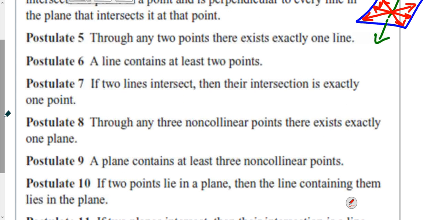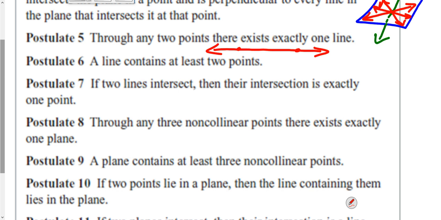Okay, so postulate number 5, and you're going to have to learn these postulates. Through any 2 points, there exists exactly one line. So if we have any 2 points, we know there exists a line, and only one line can pass through those 2 points.